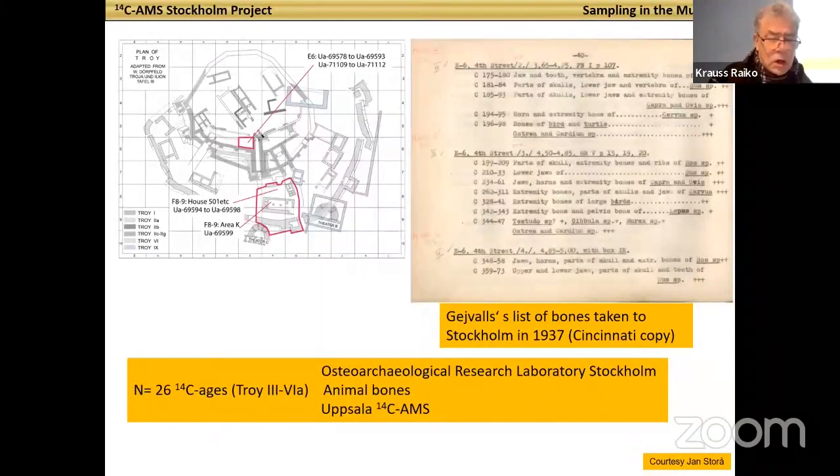What we have done now, and what Donald did with the help of the Osteo-Archaeological Research Laboratory in Stockholm with Jan Storå, we were able to get bones from the original Blegen excavations, which the archaeozoologist Gejvall had taken. He was there on site, I think '33, '34, '35. But anyway, the bones were taken to Stockholm in 1937. They are documented there, and there are copies of the documents, must be hundreds of kilograms of Troy Blegen excavation bones in the department, and the documentation is in Cincinnati.